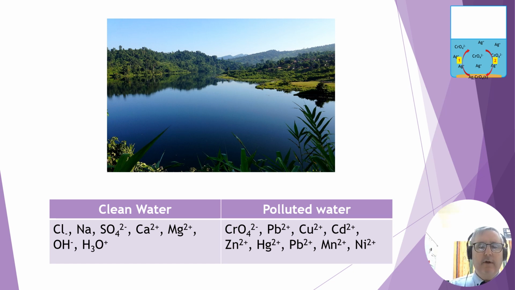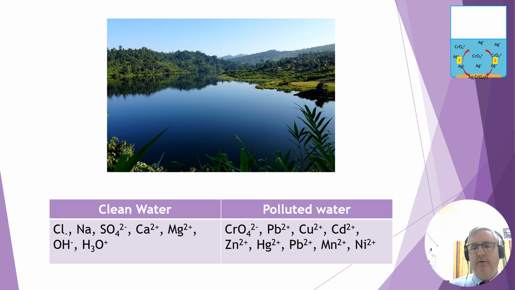Okay, so here the first thing we need to think about is that whenever we have a body of water, and in this case here's a picture of a lake, the lake usually has a selection of ions dissolved in it. We have ions like sodium and chloride that have come from salt that has been worn away from rocks, calcium that's come from limestone, and we have a little bit of magnesium and some hydroxide and hydronium ions that have come about from the equilibrium of water.